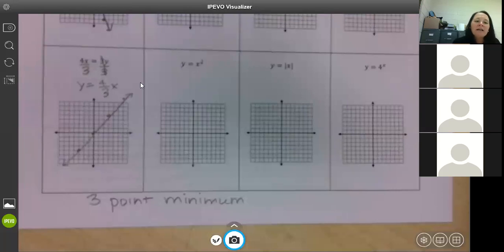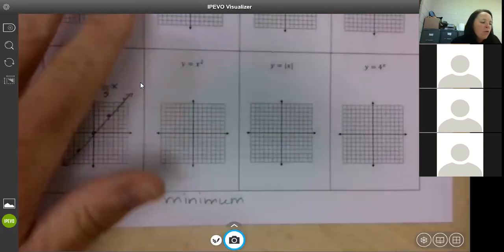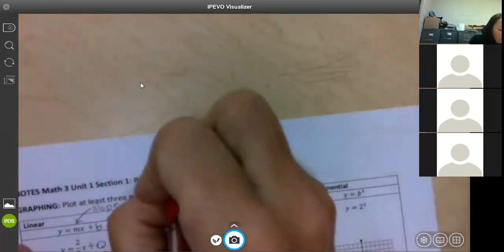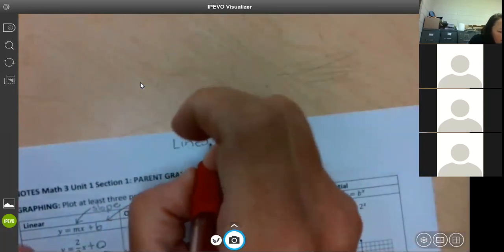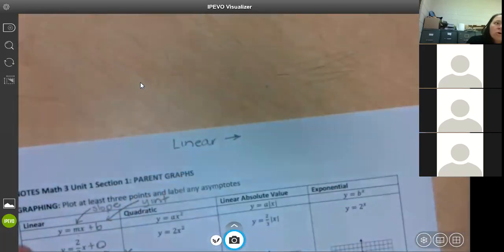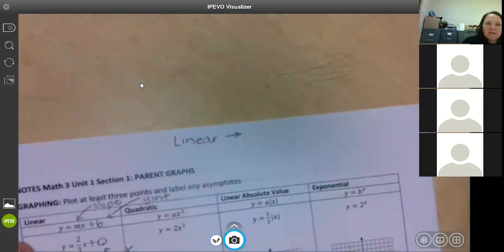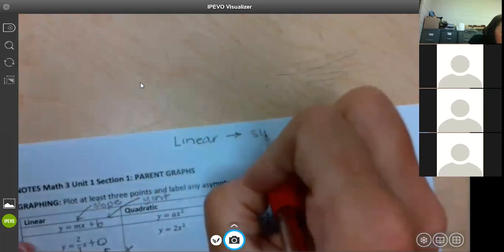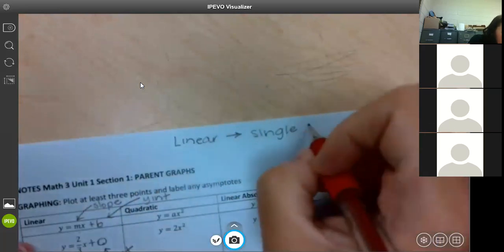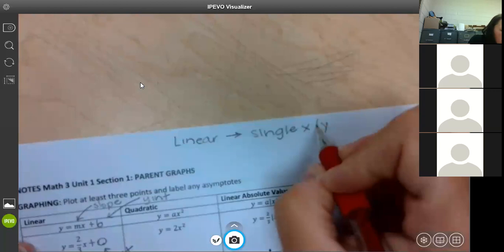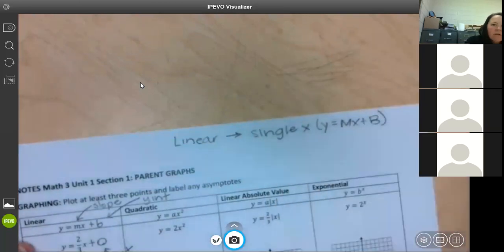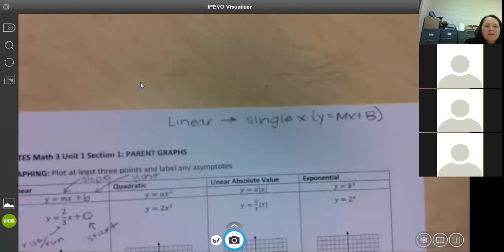Okay. Are there any questions on linear before I move on? The way that you know it's linear is it has the single x. So you may want to write that somewhere, because I'm going to ask you again on your quiz. You're going to have to define which one is linear, which one's quadratic, absolute value, whatever. So linear is a single x, and its form is y equals mx plus b. Okay, so we'll revisit that in just a minute.